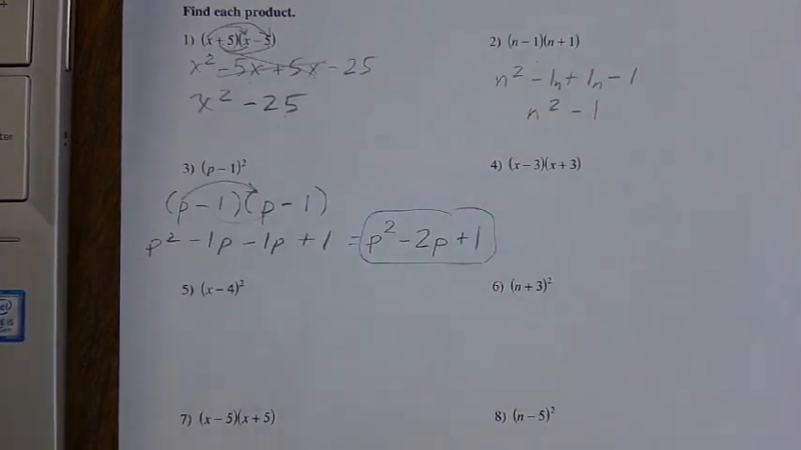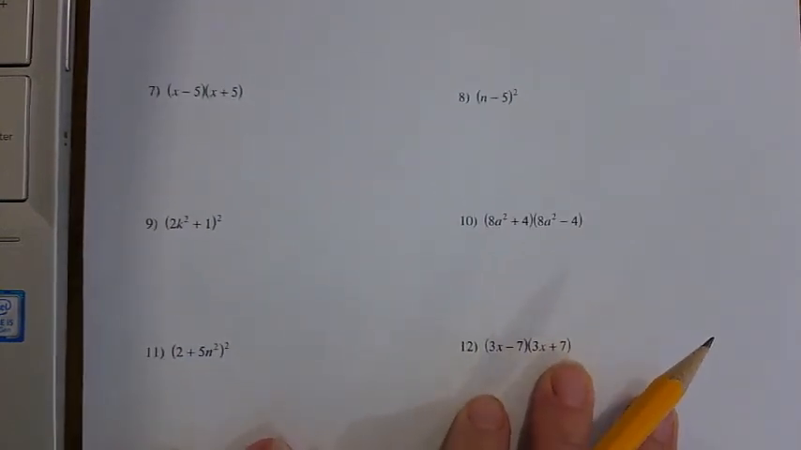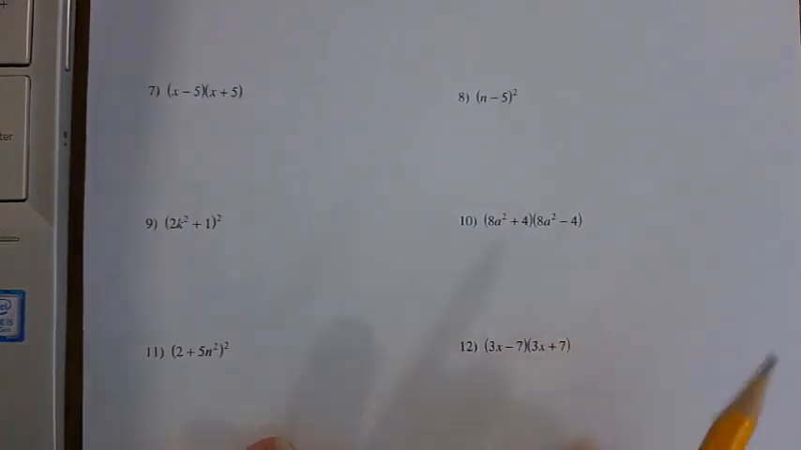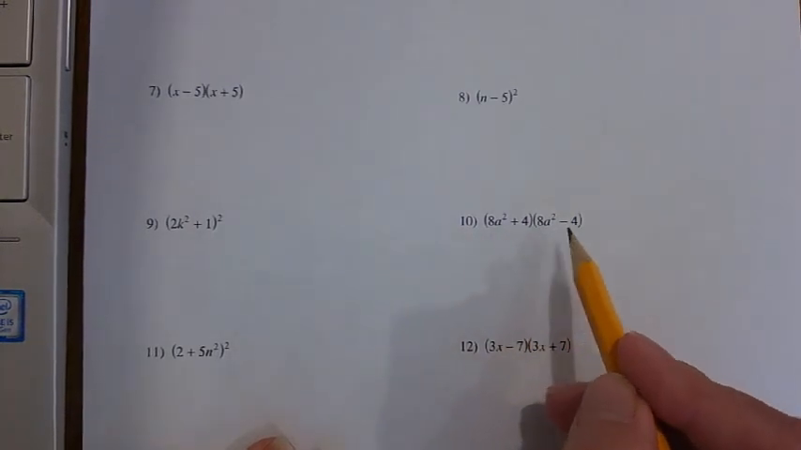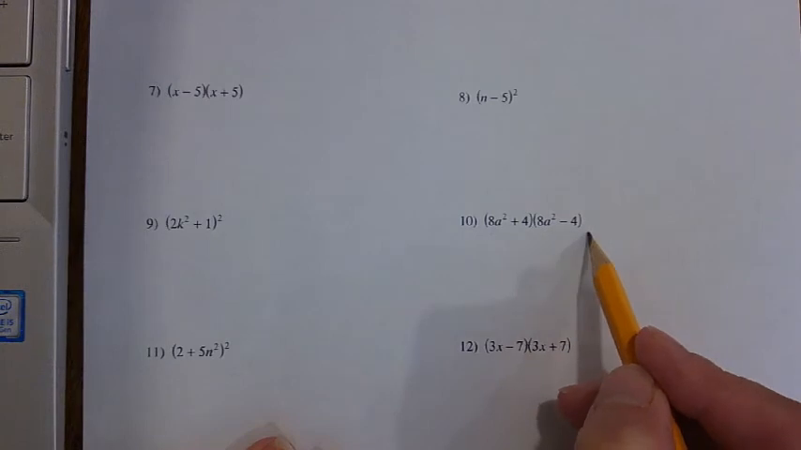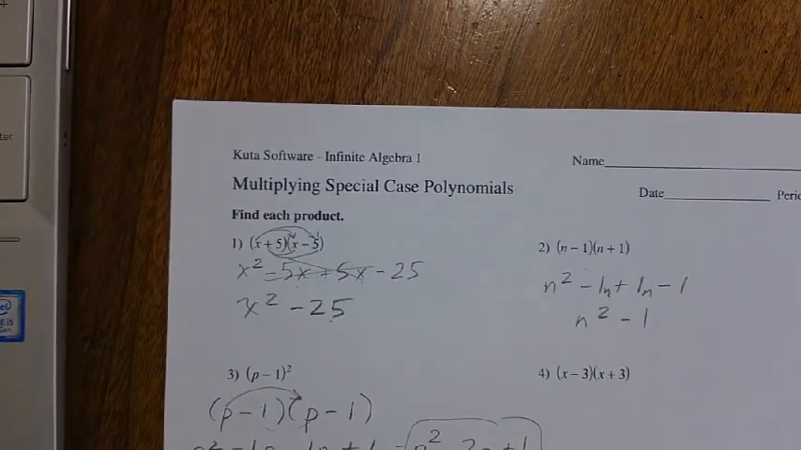I'm going to skip down and do a more complicated one just to show you, because you're going to see something like this on your practice work. You're going to see 8a squared plus 4 and 8a squared minus 4. So, what do you think? You're going to end up with something similar to that right there, right?